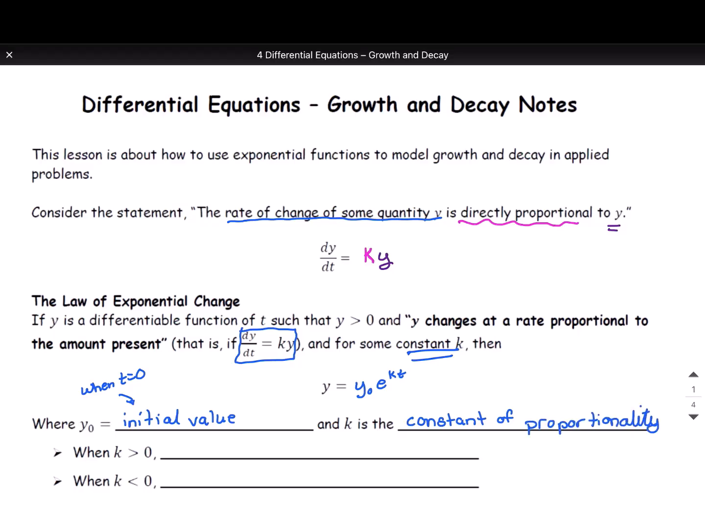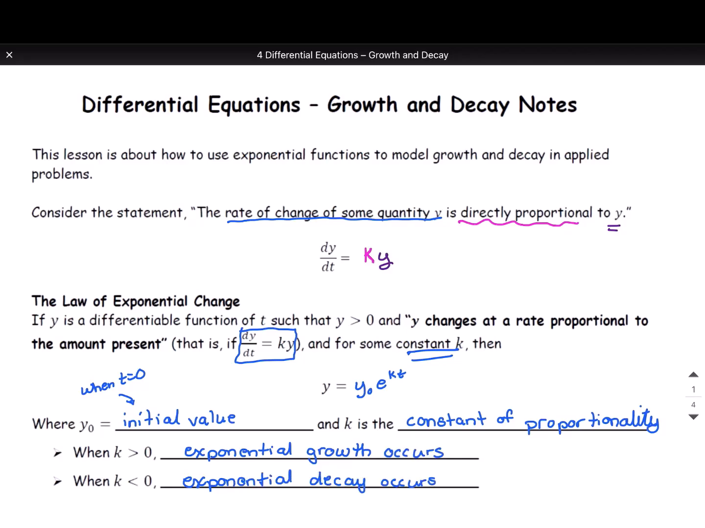When k is greater than 0, we have exponential growth, right? Because if you raise e to a positive exponent, it grows. But if k is negative, so you have e raised to a negative exponent, then you have exponential decay.